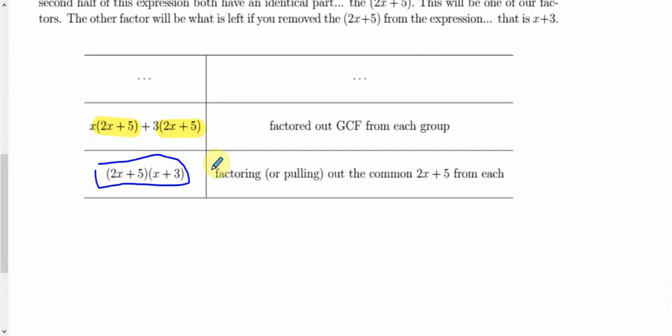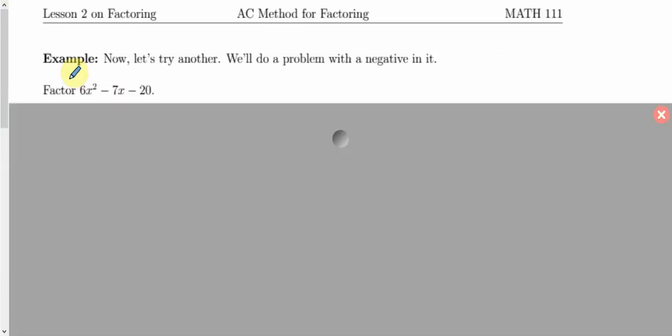Okay, let's try another example, and let's throw a negative in this one. Okay, so here we go. Another example, 6x squared minus 7x minus 20. So we'll go through the steps more quickly or fluidly this time. First things first, there is a coefficient out front, so there's no easy way of doing this. Let's use our AC method.